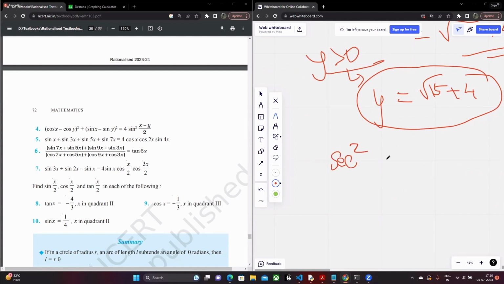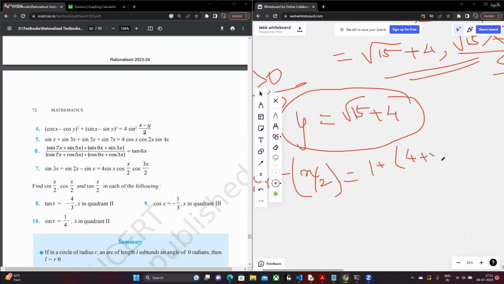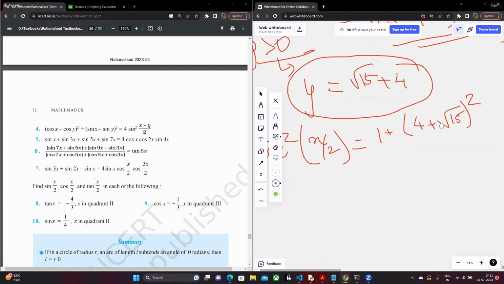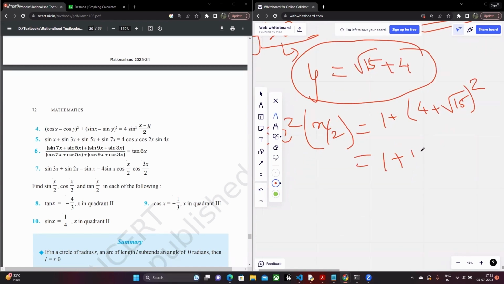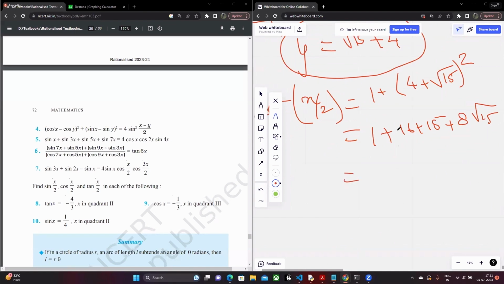From this, you can basically state that secant square x by 2 is going to be 1 plus this whole square, right? And this whole square is going to be 16 plus 15 plus 8 root 15, right? So that is 31 plus 8 root 15. Secant square x by 2 is going to be 1 plus what? I'll just write this down because I don't want to make a mistake over here. Right, so this is going to be 1 plus 16 plus 15 plus 2 into 4 into root 15, that is 8 root 15. That is going to be 16 plus 15 is 31 plus 1 is 32 plus 8 root 15.